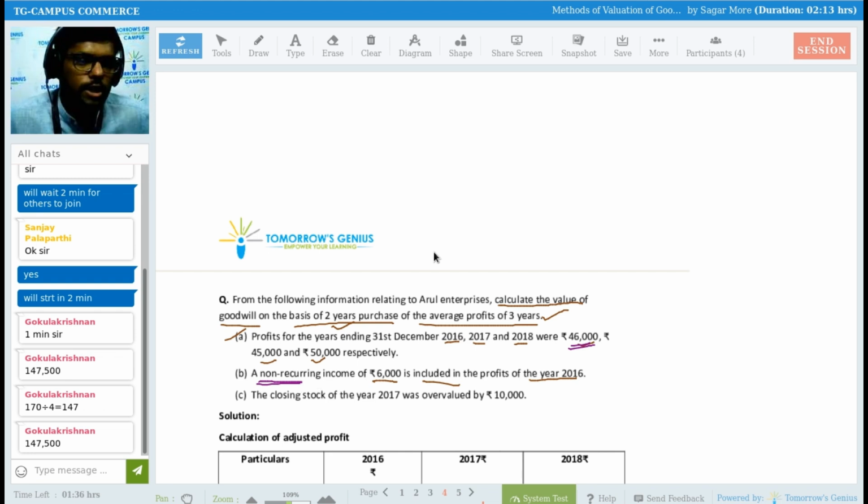So my question is, what is recurring income? What is non-recurring income? Yes, Sanjay, Gokul, what is recurring income? What is non-recurring income? Sir, non-recurring means which has not occurred. Gokul, what is the meaning of recurring, non-recurring income? Sir, expenses are divided into recurring expenses and non-recurring expenses, as well as income is divided into two, recurring income and non-recurring income.